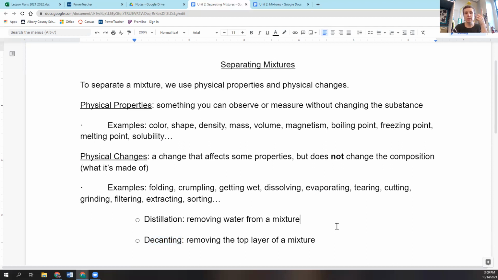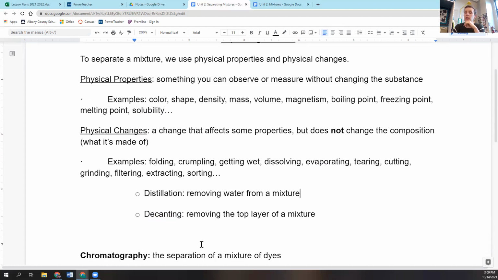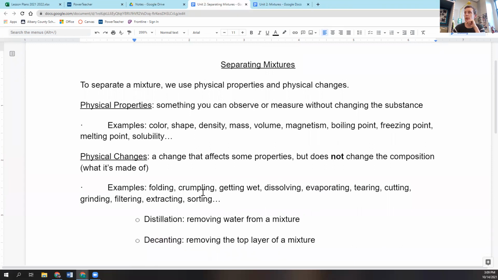Okay, so we've done mixtures, we've done separating mixtures. Again, if you need to see those notes, they are in the course resources. The chromatography notes are going to come later, so we'll do those later. Don't worry about those yet, or you'll be bored when we take those notes.